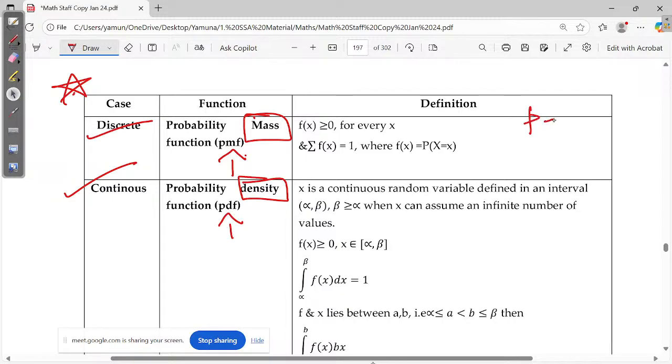Instead of P, here you're going to use function F. So this is F of X greater than or equal to 0, and summation F of X is equal to 1. Whereas if you go for continuous angle, இங்க வந்து நம்ம limit define பண்ணோம்.